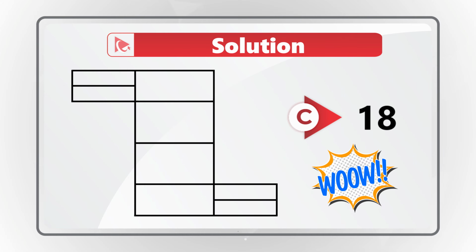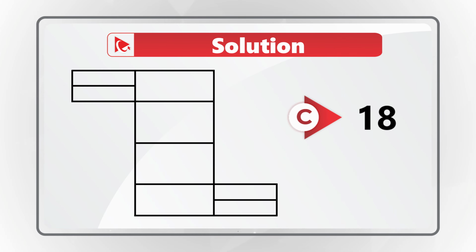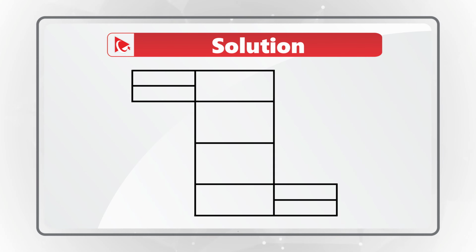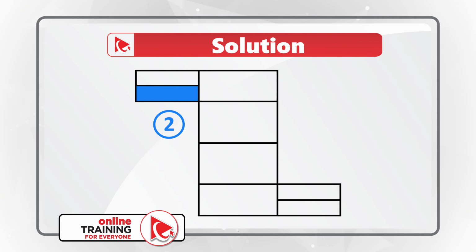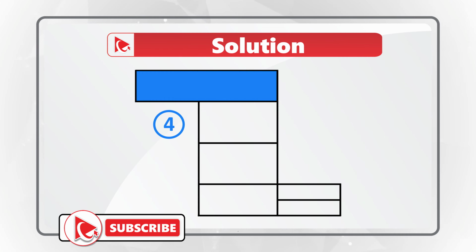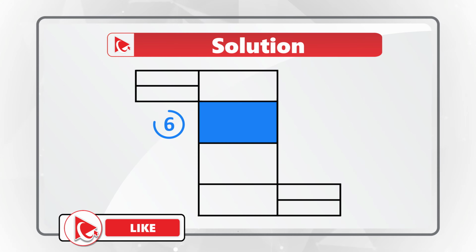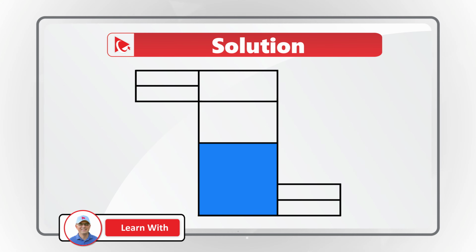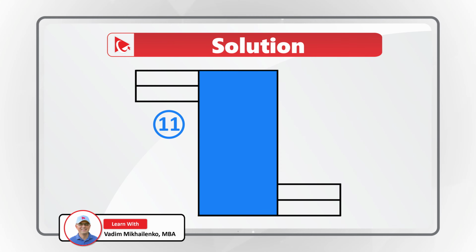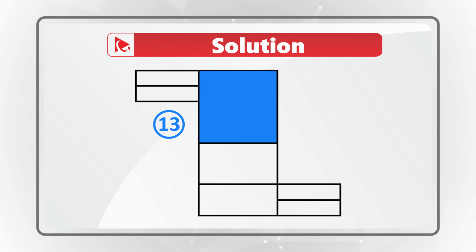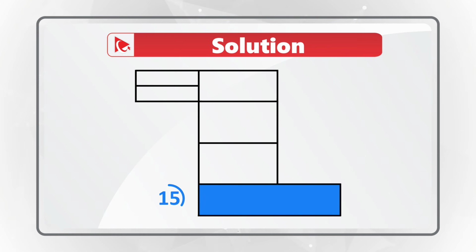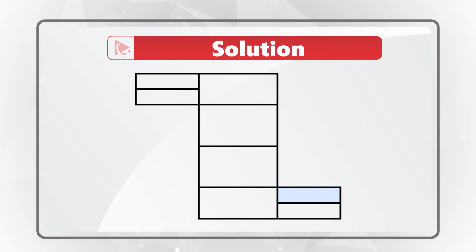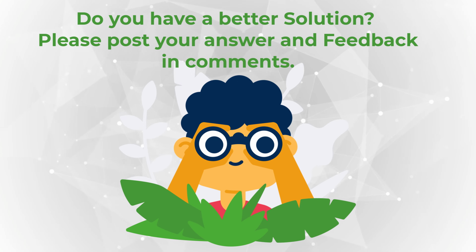Believe it or not, but I counted 18 rectangles here in this shape. Let me show them all to you. 1, 2, 3, 4, 5, 6, 7, 8, 9, 10, 11, 12, 13, 14, 15, 16, 17, and 18. Do you see a different number? Please make sure to post in comments.